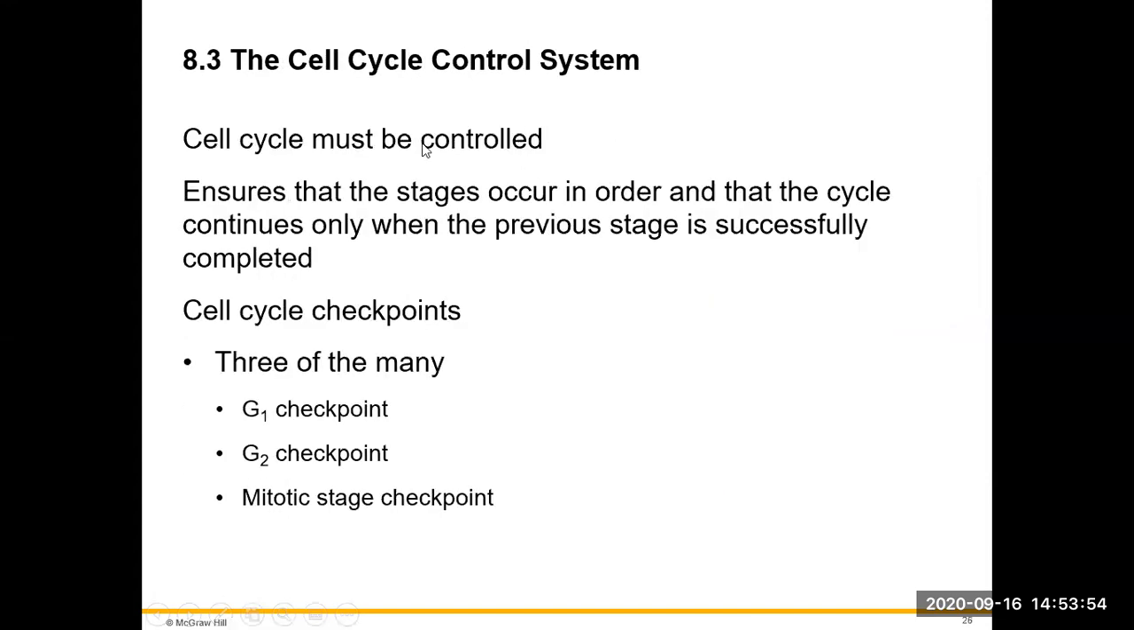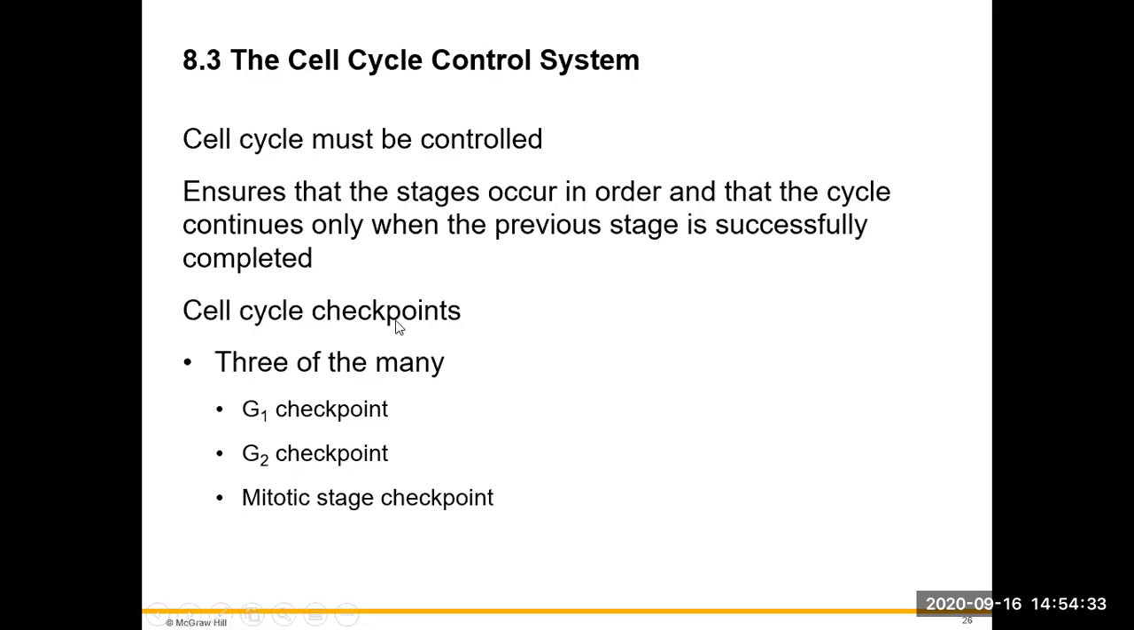The cell cycle control system. The cell cycle must be controlled. It is a heavily regulated process. You cannot go through the cell cycle without a proper control system. This ensures that the stages occur in order and that the cell cycle continues only when the previous stage is successfully completed. That's why we need checkpoints. If the G1 phase is not going well, you cannot go to the synthesis phase. If the synthesis phase is not right, you cannot go to the G2 phase, or you cannot go to the mitosis phase.